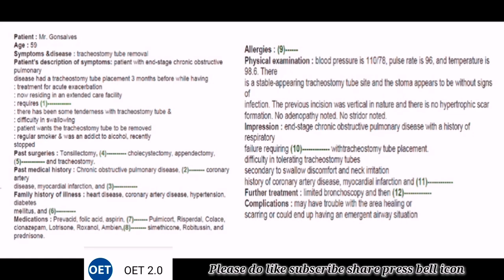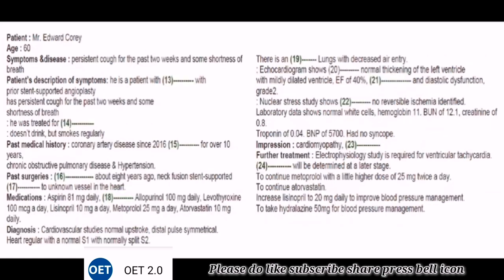Extract 2, questions 13 to 24. You hear a physician talking to a patient called Edward Corey. For questions 13 to 24, complete the following notes with a word or short phrase. You now have 30 seconds to look at the notes.